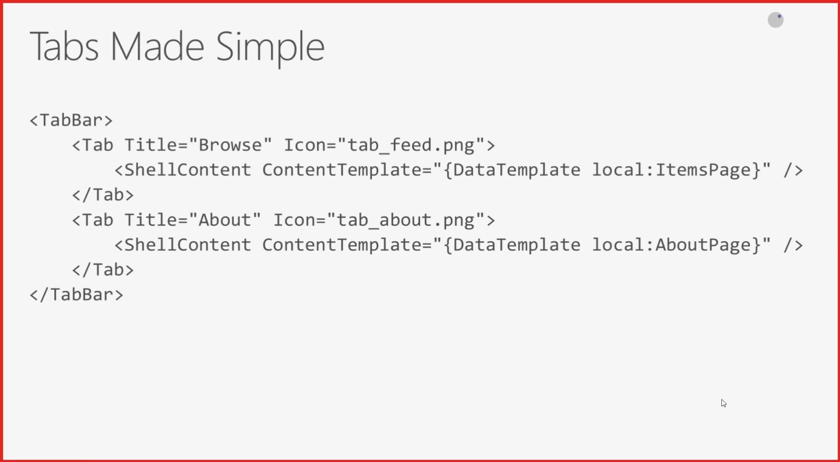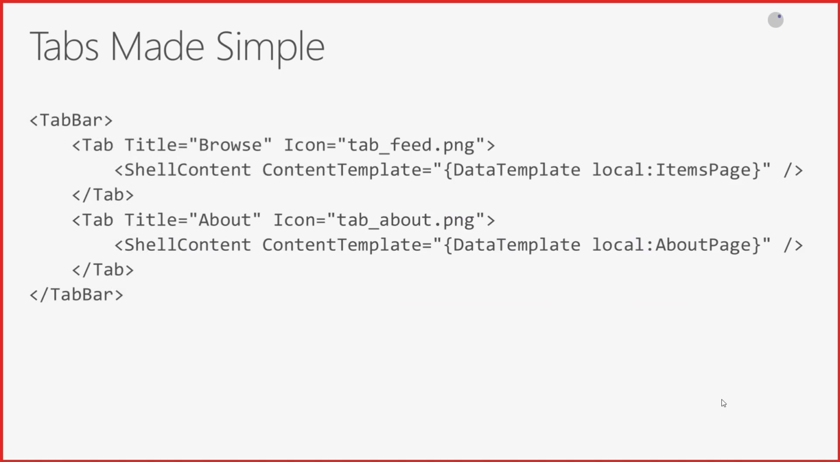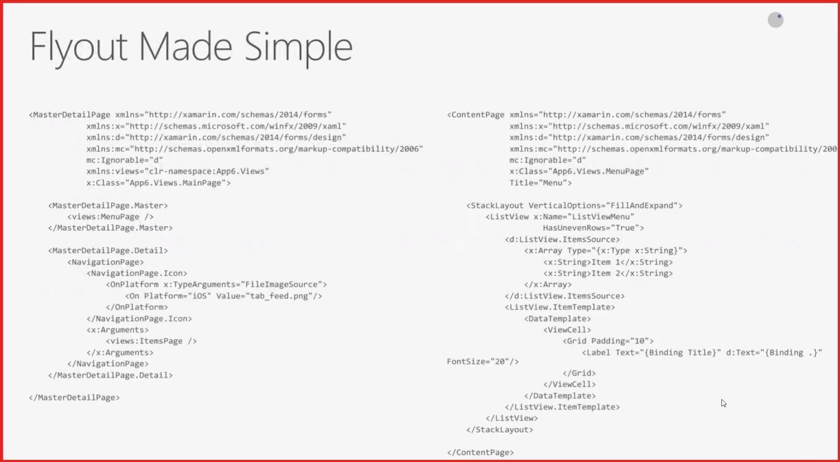And as we've heard from many, I think you think this as well. So this is Shell, and you can just straight up say, hey, I want a tab bar, and I've got two tabs, a Browse tab and an About tab. Here's my icon. Here's my content. And you're done. So whole lot cleaner, whole lot easier to read, much more straightforward, and you're off to the races. So let's take a look at flyouts.